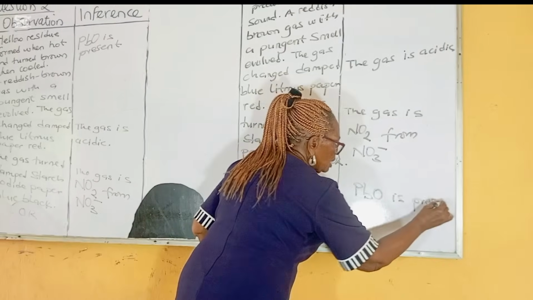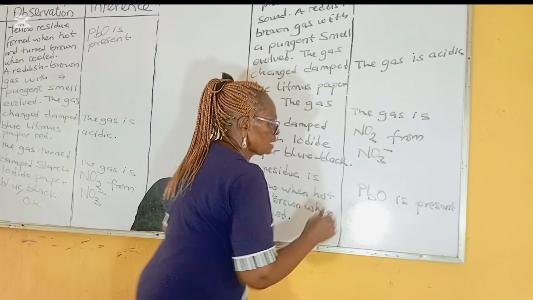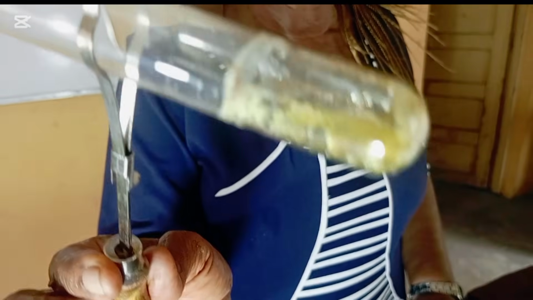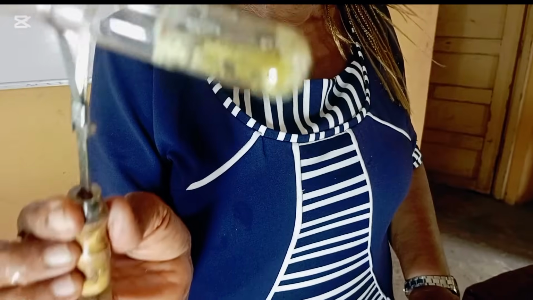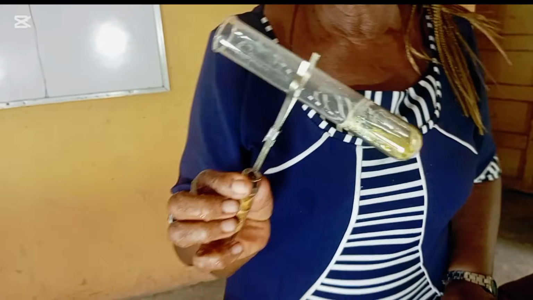You say the lead(II) oxide is present. You can see that the residue is yellow when it is hot because it's still hot. So if you allow it to cool, it will turn back to reddish brown. Very important. That's the behavior of the lead(II) oxide. When it is hot, it is yellow. When it cools, it will be reddish brown. Take note of that. So sample D.